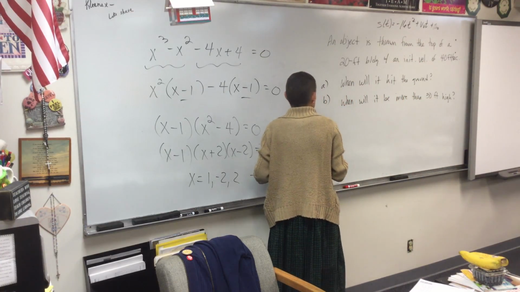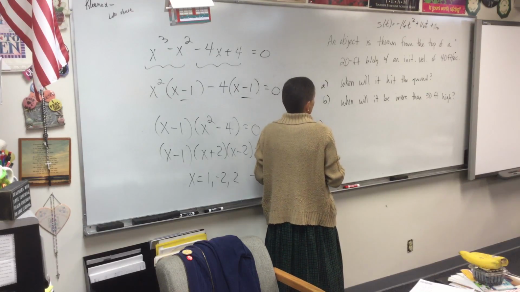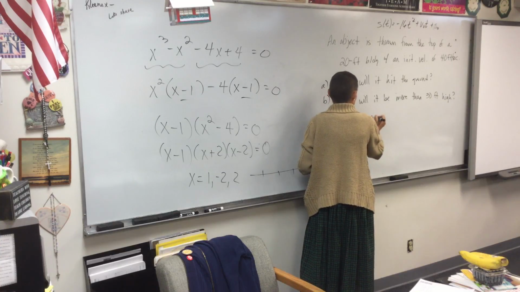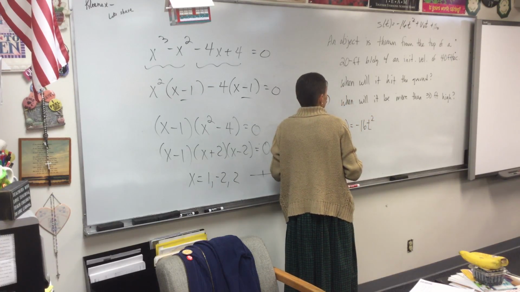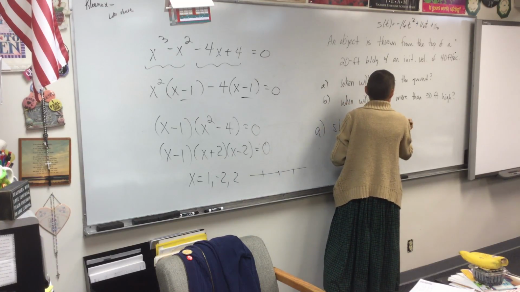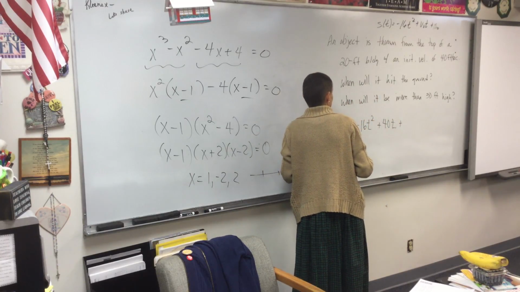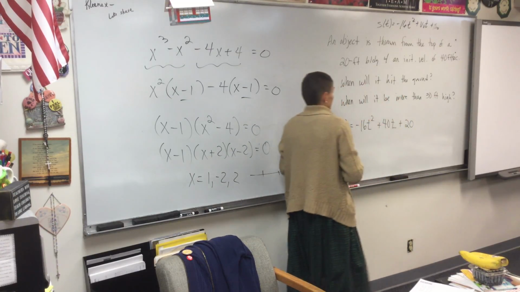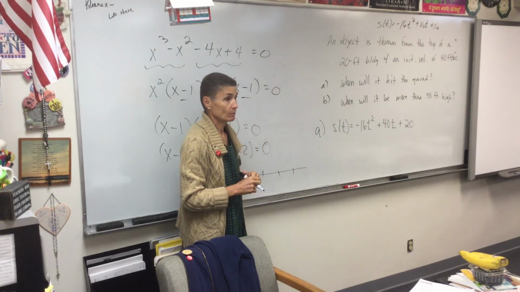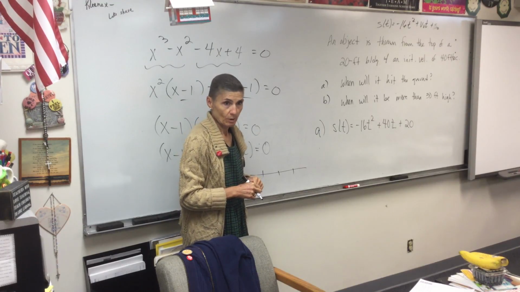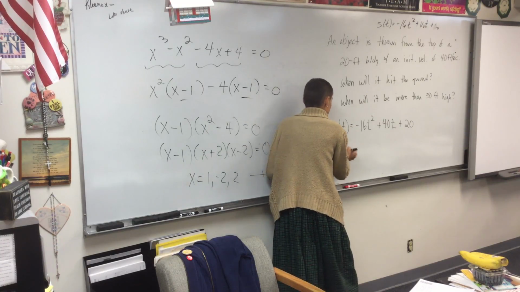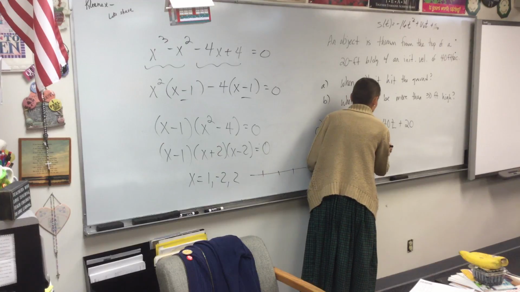All right, here we go. So what is my general equation? We'll do part A first. S of t equals negative 16t squared plus 40t plus 20. When will it hit the ground? 0. This is 0 because that's the height variable. So I'm going to put 0 right there, and now I'm going to solve this equation.